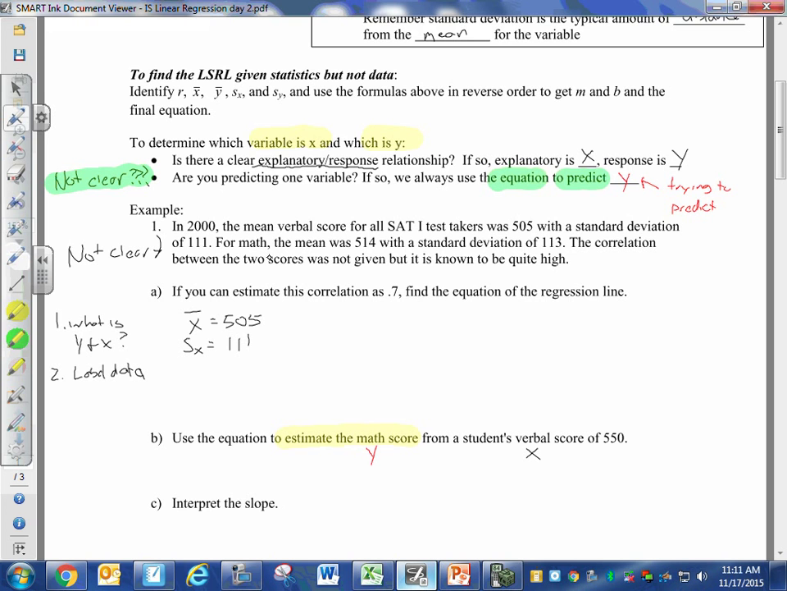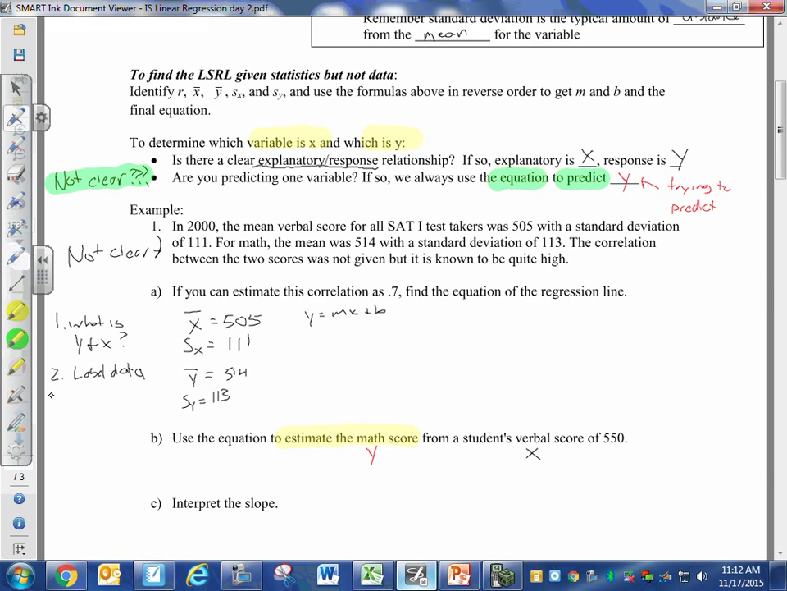Now for math, the mean was 514. That is going to be my y bar, the mean of my y's. And the standard deviation, or s sub y, is 113. It's important to make sure that data is labeled. We want to find the equation of the regression line. Well, I know I need y equals mx plus b.